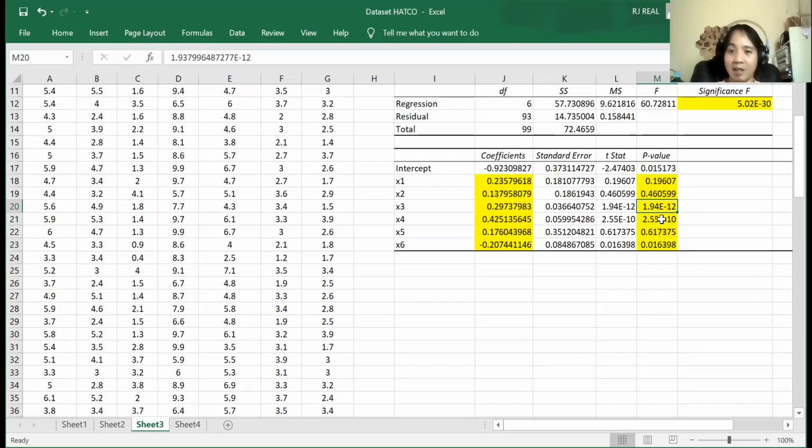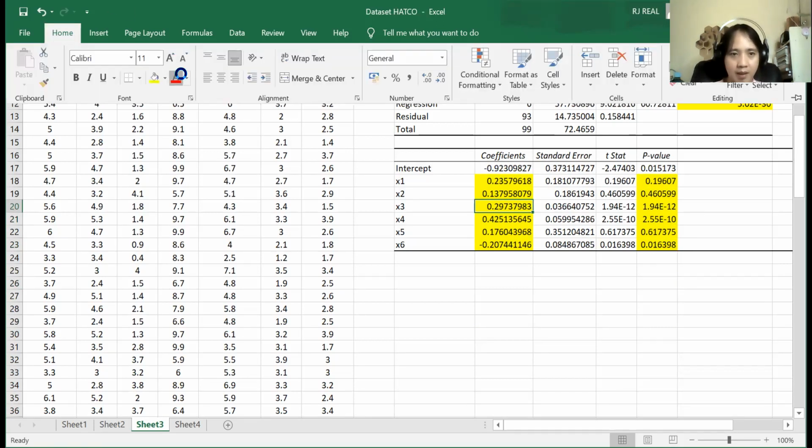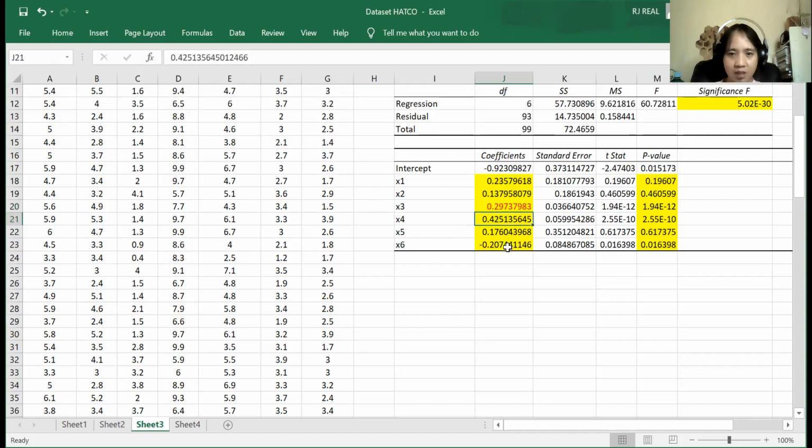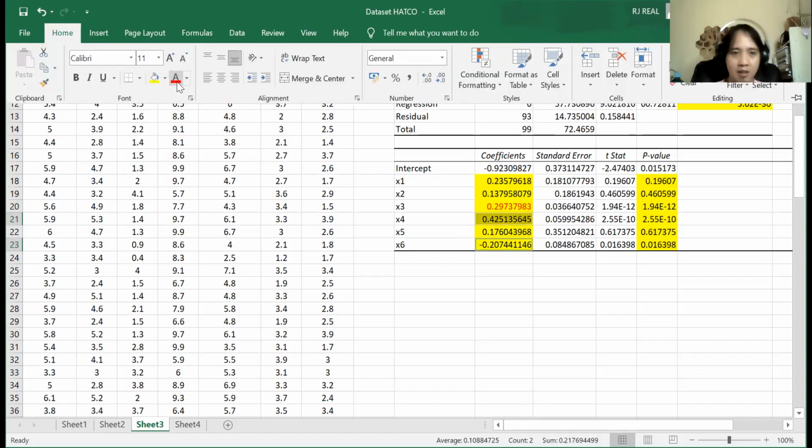Ito po ay 0.000 na 0 before mag 2. So ang liit siya masyado. Significant siya even at 0.01 alpha. Same goes here, right? So mas maliit pa siya kumpara dito. Now, since ito lang ang ating nakita, titignan din natin yung kanilang coefficient. Sa coefficient nila, diyan lang din ang ating titignan. Alright?